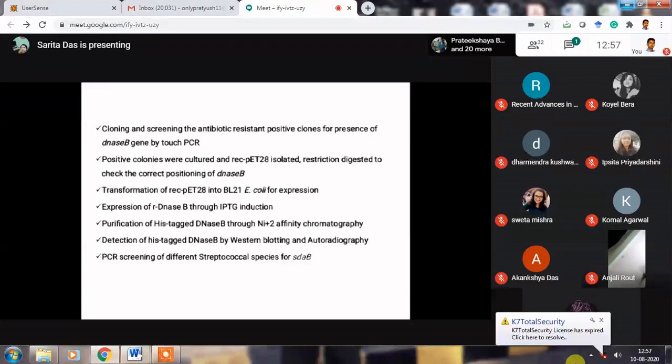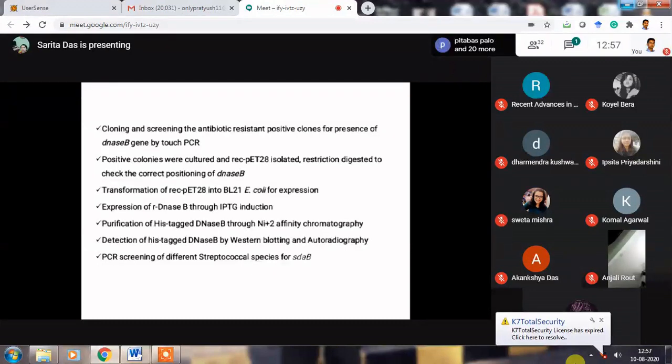So we use a binding buffer. It binds, then we wash the remainder, and then we use the elution buffer. With varying concentrations of imidazole from 50 to 500, we do first binding, then washing away what is not bound, and then eluting the one which is bound, by disturbing the bond. By disturbing the bond, we get our purified protein.